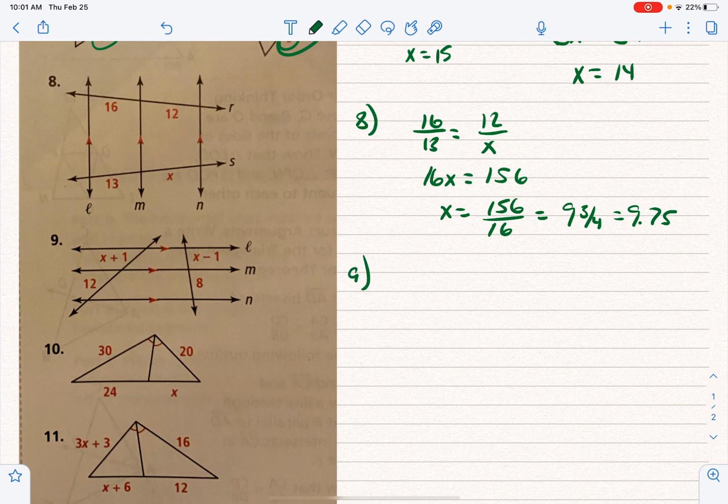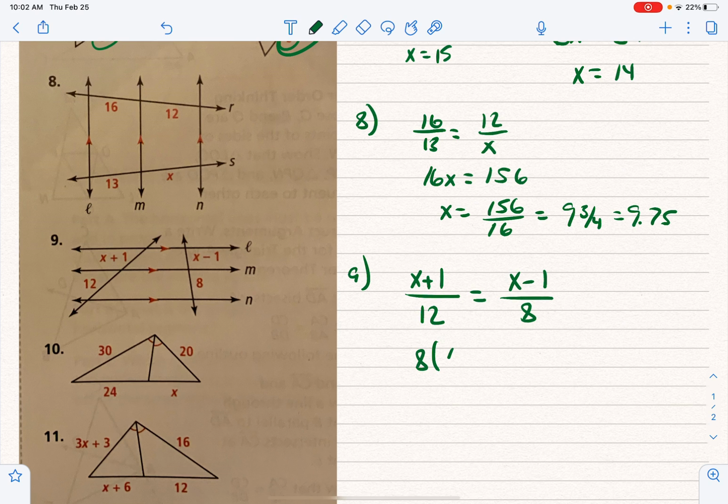Okay, number 9. Now, number 9 gets a little bit more dicey because now all of a sudden we have x in a couple different spots. We're adding something to x and subtracting something from x. But I can see that hopefully you can set it up. You go x plus 1 is to 12, the same way that x minus 1 is to 8.